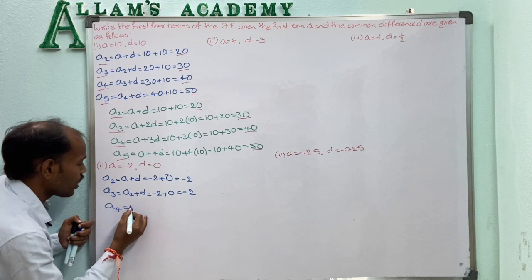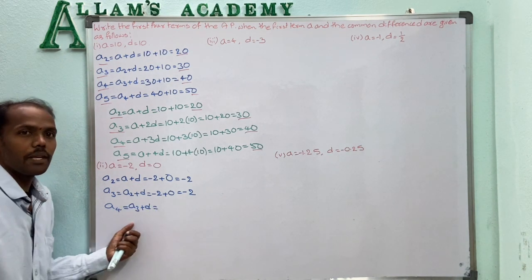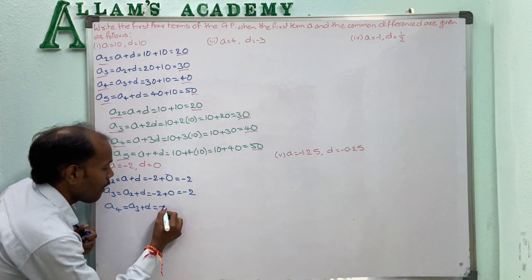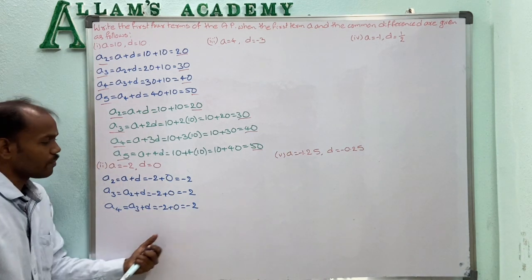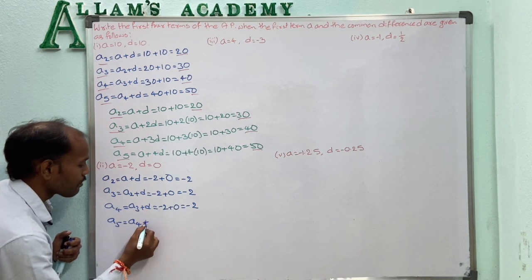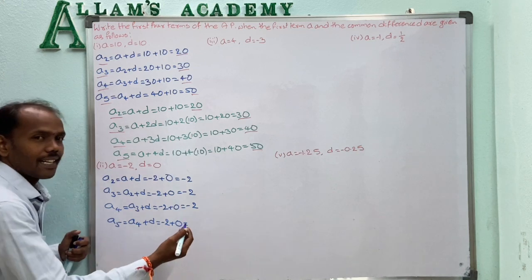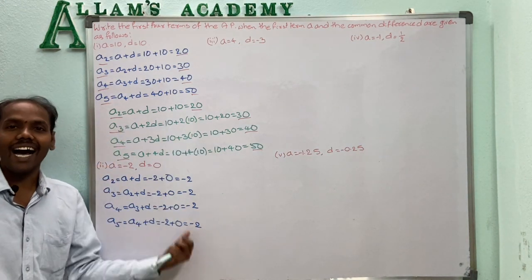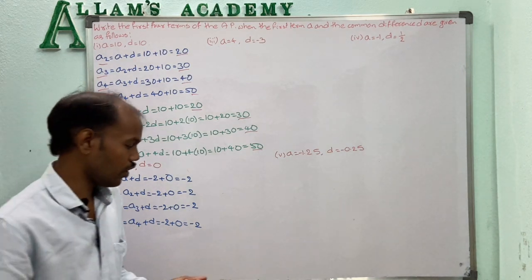Now the fourth term A4 is equal to A3 plus D. A3, the third term, is minus 2. Minus 2 plus 0 is nothing but minus 2. Now the fifth term A5 is equal to A4 plus D. The fourth term is minus 2. Minus 2 plus 0 is nothing but minus 2. That means in that series all the terms of the AP are minus 2, minus 2, minus 2, minus 2 only.